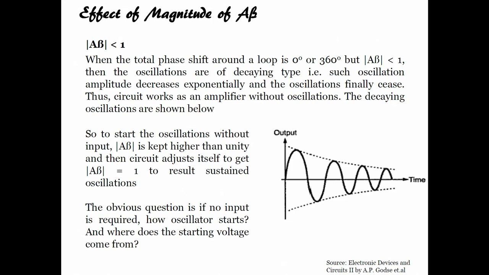All right. Now, the question comes: how does the oscillator start? A beta is kept higher than unity, and then the circuit adjusts itself to A beta equal to 1 to result in sustained oscillations. But the obvious question here is, in an oscillator there is no input signal required. If an input signal is not required, then how does the oscillator start, and from where does the starting voltage come?